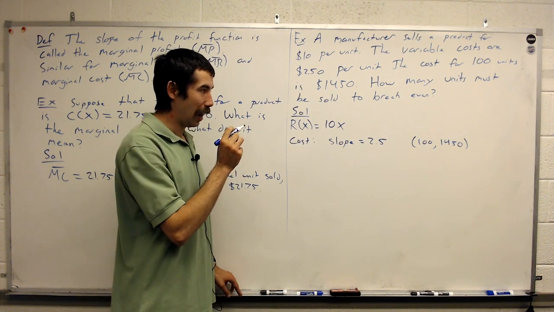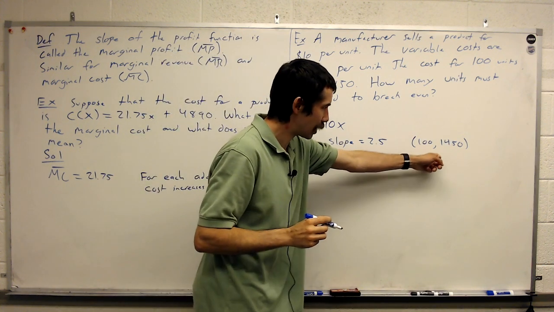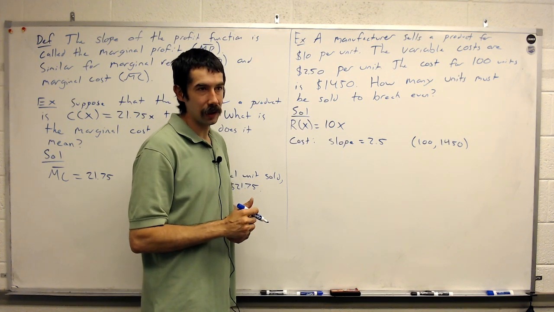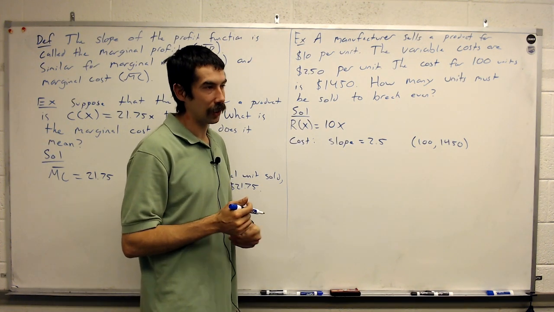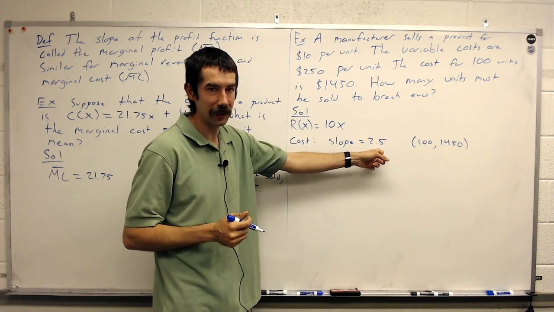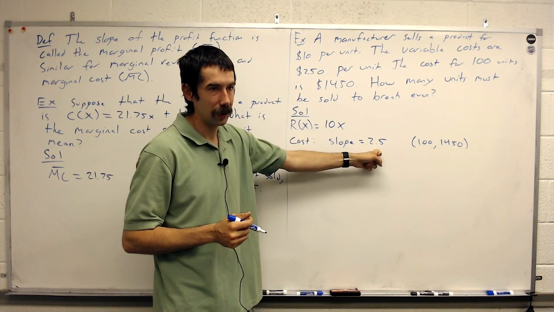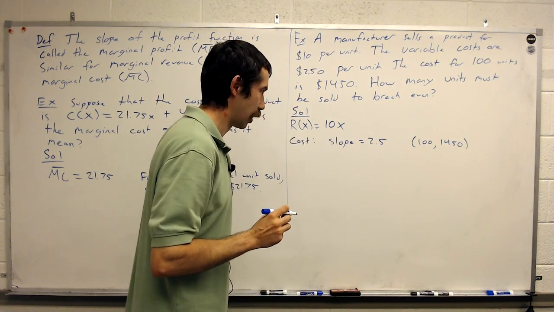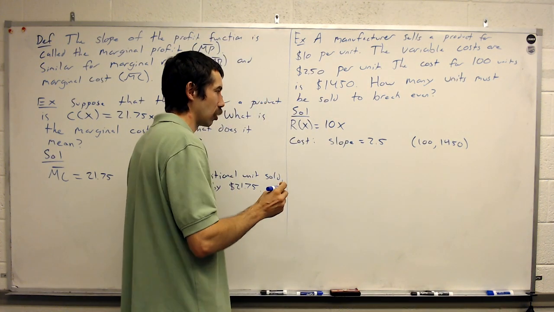All right, so we have a point and a slope. Let me know in the comments, how would you write the equation of a line if you have a point and you have a slope? If you said point-slope form, you're correct.